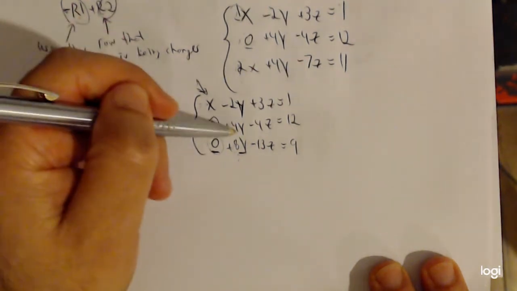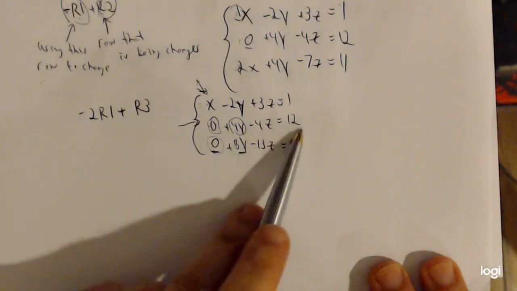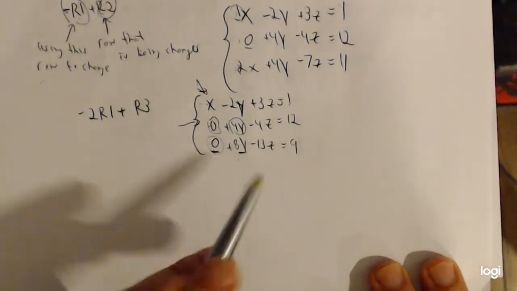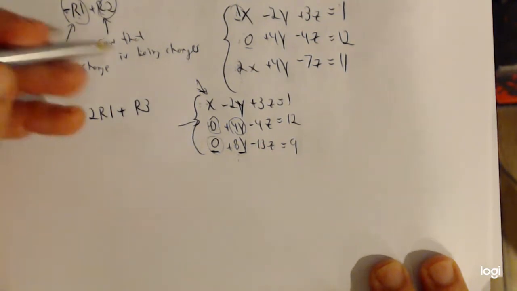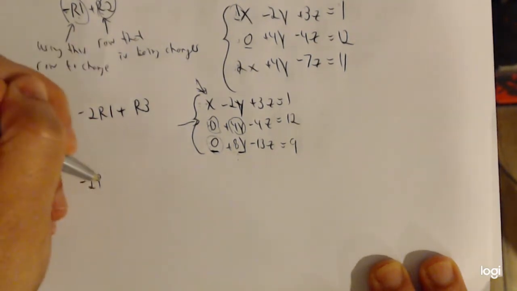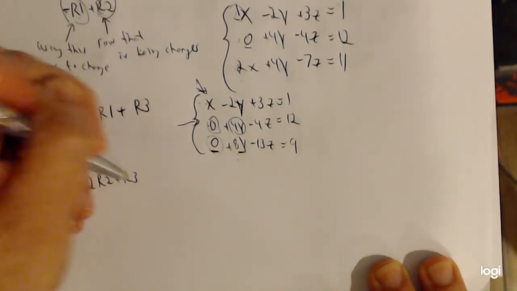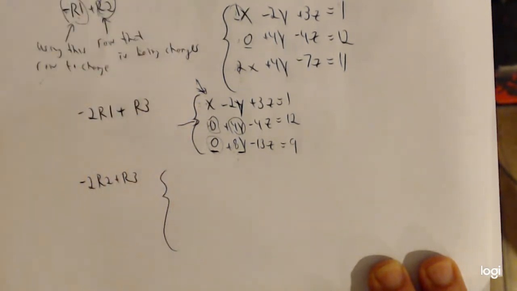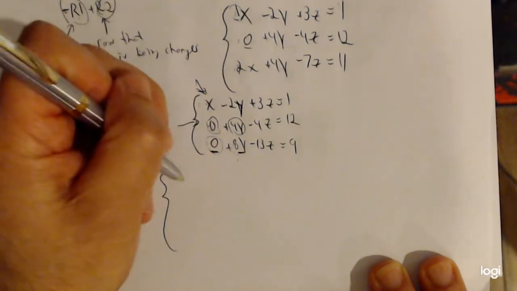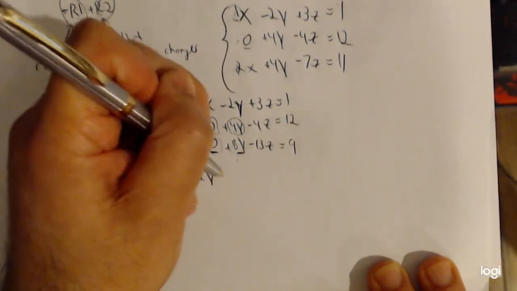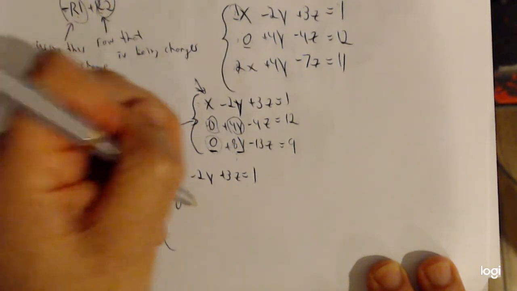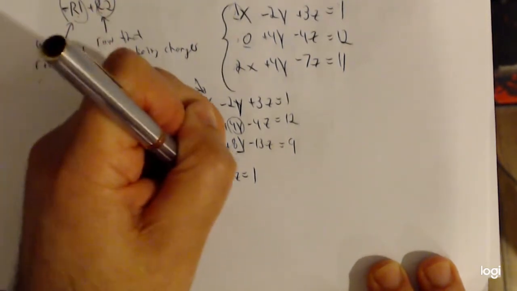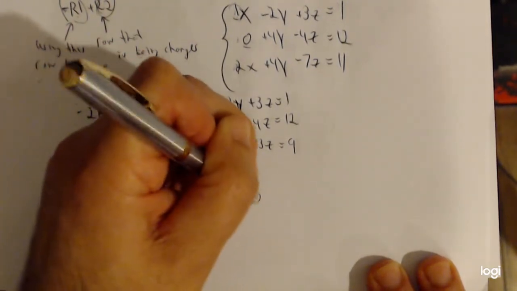Since this is 4y, what would I have to multiply to this row to make it the opposite of 8y? I'm sure you've guessed, we'd have to multiply by negative 2. So this would be negative 2 times row 2 plus row 3. And when I do that, once again, this is saying we're going to change row 3. So row 1 and 2 are staying unchanged. So x minus 2y plus 3z equals 1. And then we have 0 plus 4y minus 4z equals 12.